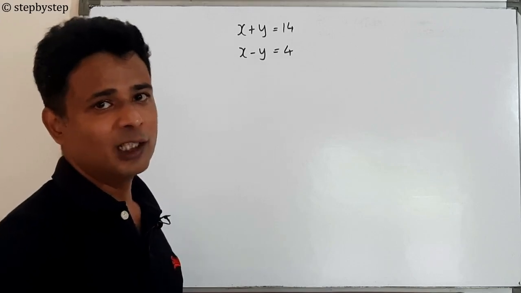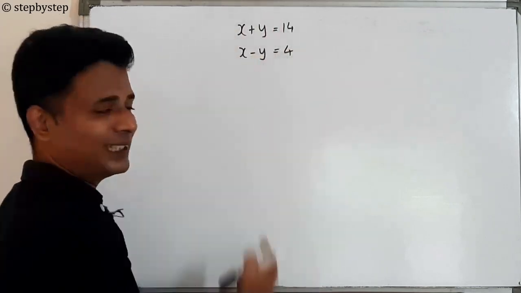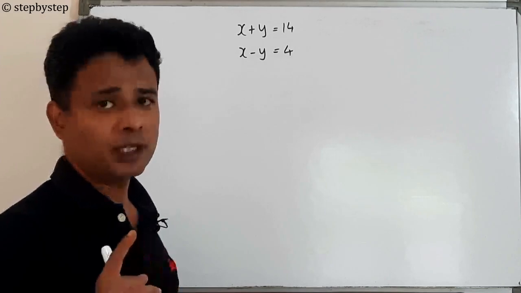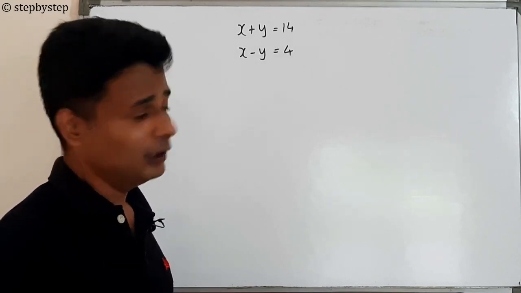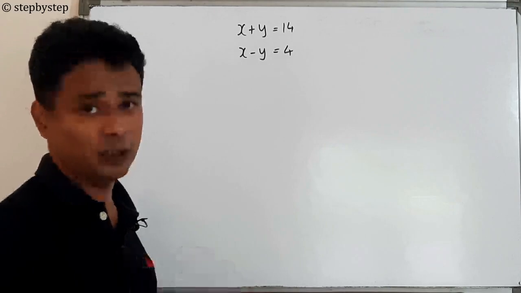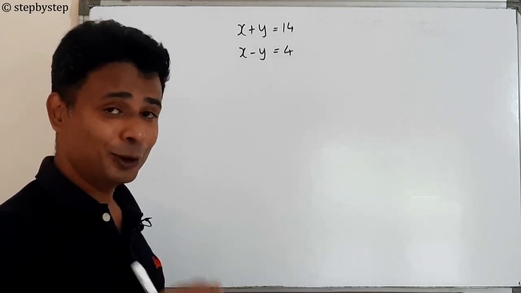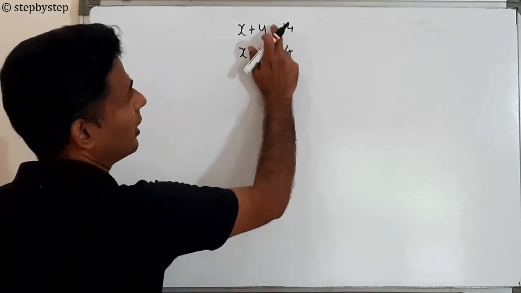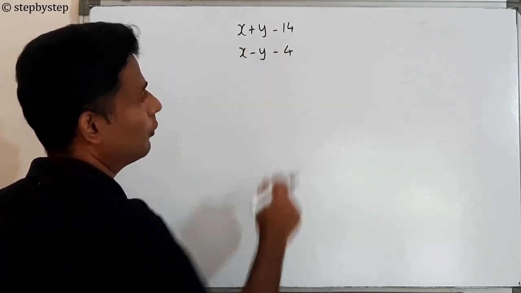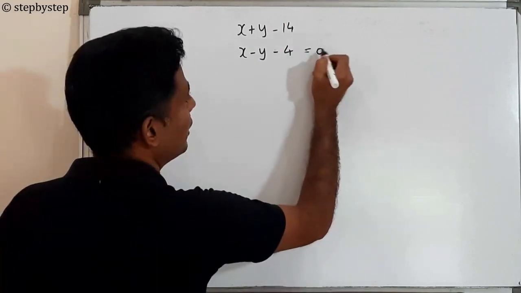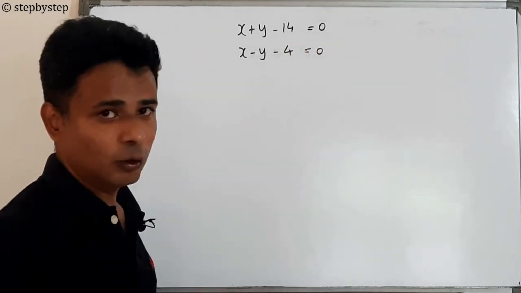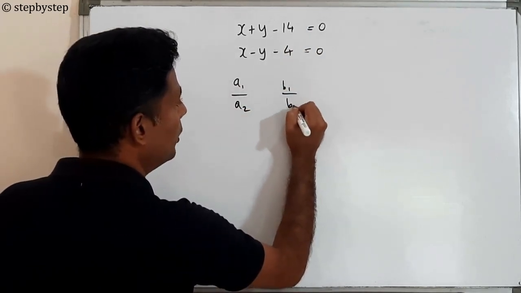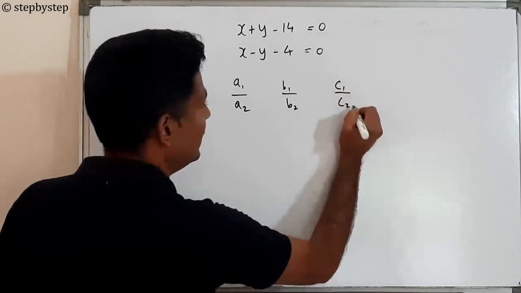What kind of solution does this equation have? The first thing we need to do is transpose C to the other side. Whenever you are checking what kind of solution a problem has, remember it should be in the general form of a linear equation. So 14, when it comes to this side, becomes minus 14, 4 becomes minus 4, equal to 0. Now we have to find A1 by A2, B1 by B2 and C1 by C2.